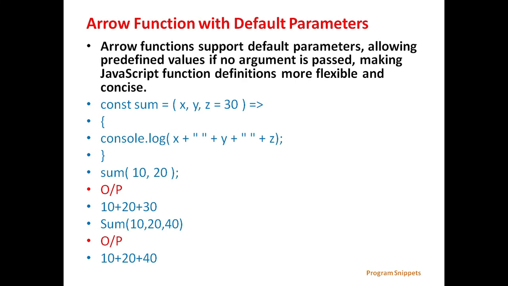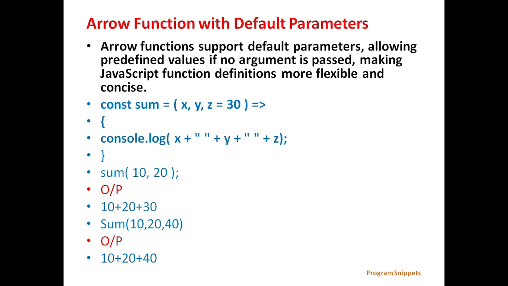Then arrow function with default parameters. Arrow functions support default parameters, which allows predefined values if no argument is passed, which makes the JavaScript function definition more flexible and concise. For example, here we have defined function const sum = (x, y, z), and we have assigned 30 to z.